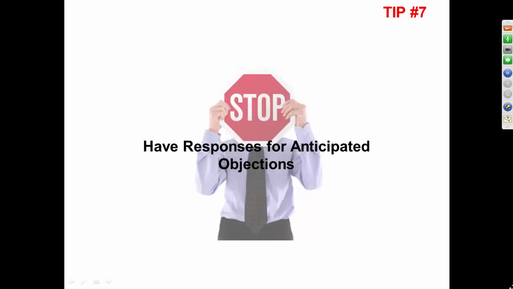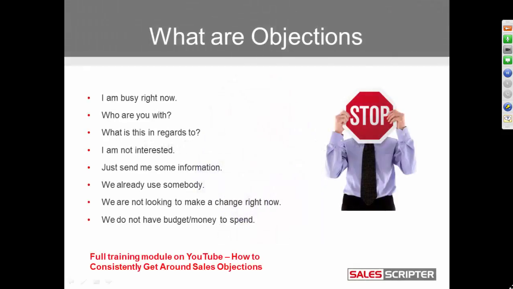Tip 7 is to have responses for anticipated objections. And just so we're on the same page, objections are, hey, I'm busy right now. Who are you with? What is this in regards to? Just send me some information. We already use somebody. We're not looking at making any changes right now.